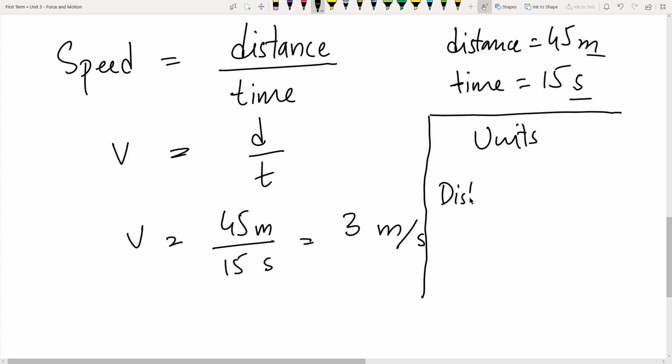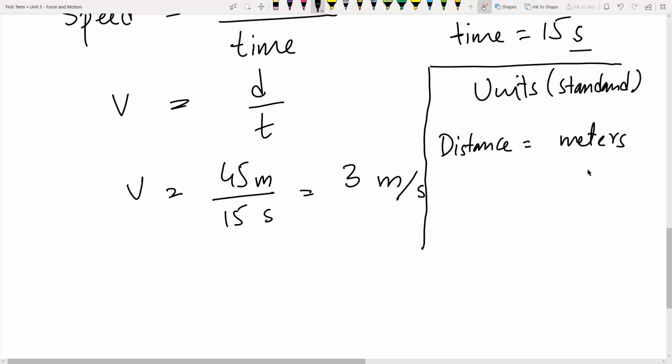Distance is measured in meters, and we're talking about standard units, or the units which are adopted by the rest of the world to calculate distance. As we know, there are 100-meter dash and 200-meter dash. When we talk about races, we're talking about meters. And when we talk about time, we look at how many seconds it took for the runner to cover 100 meters. We measure time in seconds.